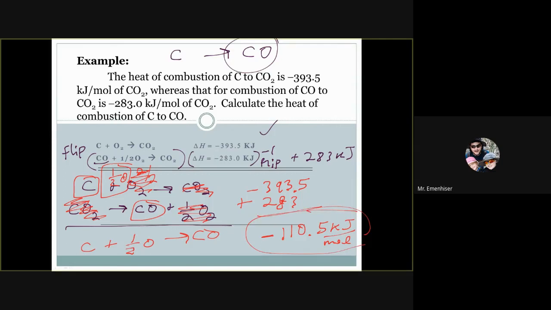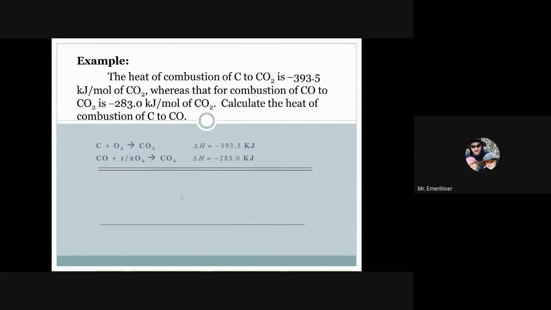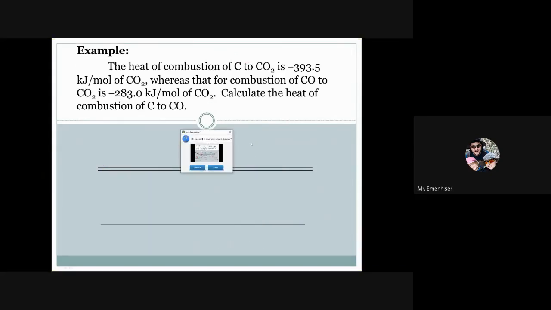Boom. Awesome. I like these. These are fun. These are kind of almost too easy, but it's good to start off easy, right? We want to make sure we're getting it. Okay. So I think that's it for Hess's law.